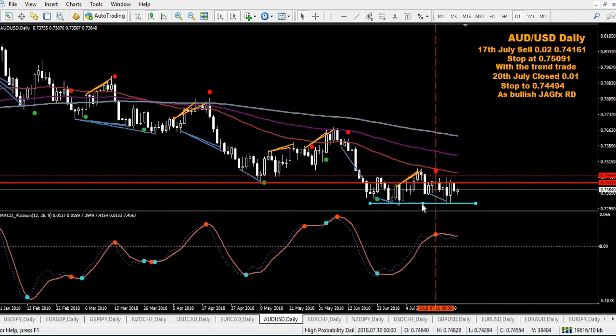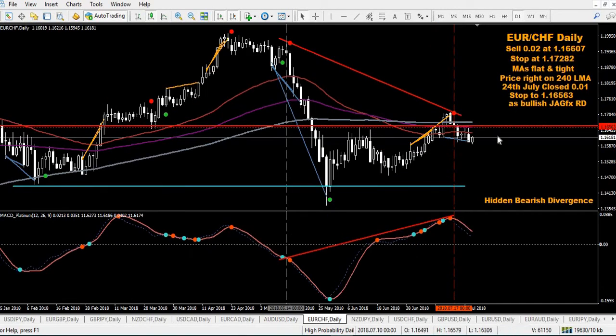So price is forming a base, possibly a support level or a double bottom. It could bounce up there. So we just keep an eye on it, but we're in a sell at the moment and protected. Euro Swiss franc in a sell.